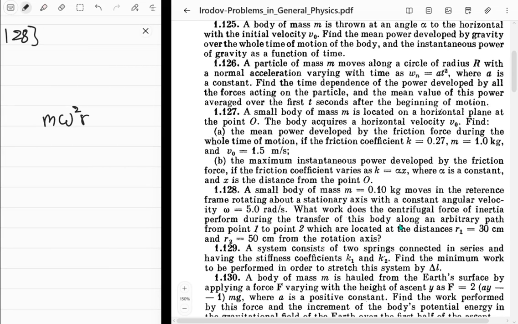Oh yeah, wait. This thing is also moving with some different angular velocity as it goes from here to here, right? But that's not involved in the centrifugal force itself. It comes in through the Coriolis force, so you can just ignore that. So just m omega squared r. That's the whole thing.